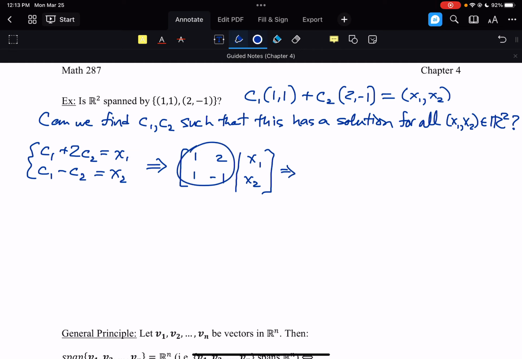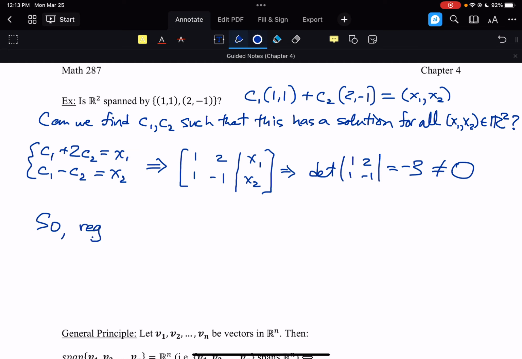This is, again, a square matrix, so we don't have to go through the process of row reducing and trying to determine if there's one unique solution. We can just take the determinant here. So determinant of the 1, 2, 1, -1, that's -1 minus 2 is -3, which is not 0. So the determinant of this matrix is not 0, which means that there will be a unique solution for C1 and C2, regardless of the values of x1 and x2.